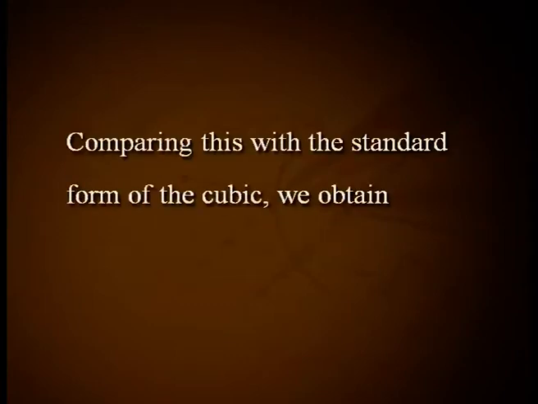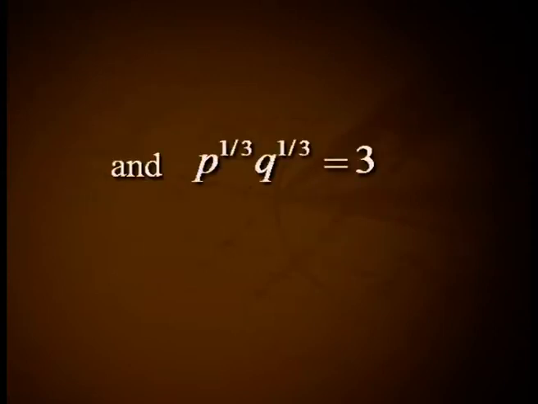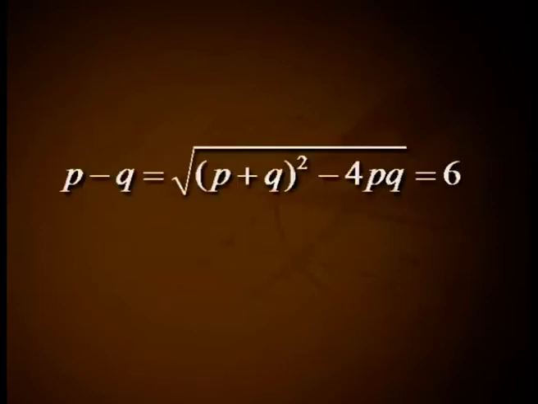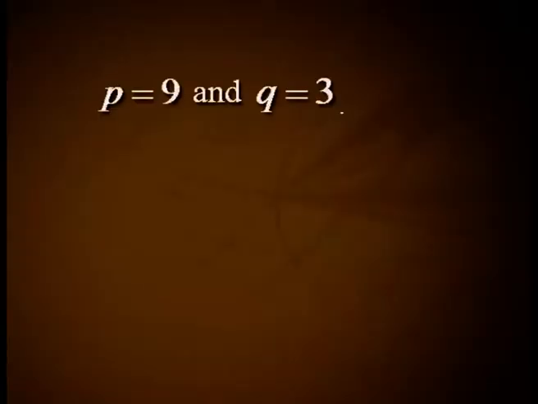Putting y = p^(1/3) + q^(1/3), taking the cube and a rearrangement yields y³ − 3p^(1/3)q^(1/3)y − (p + q) = 0. Comparing this with the standard form of the cubic, we obtain p + q = 12, equation number 12, and p^(1/3)q^(1/3) = 3. Hence, pq = 27, and p − q = √((p + q)² − 4pq) = 6, equation number 13. From 12 and 13, p = 9 and q = 3.